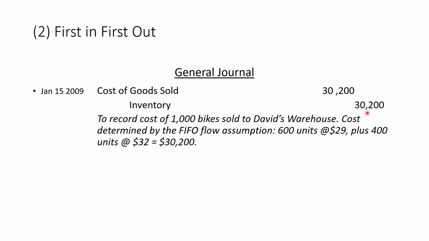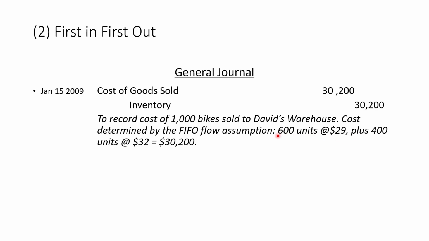Remember, they have a total inventory of 1500, but they are selling 1000 bikes. Out of those 1000 bikes, the first one was 600 units. They had purchased 600 units previously. First in, 600 units. When they purchased 600 units, at that time the cost price was $29. Okay, 600 units at $29 have been sold.